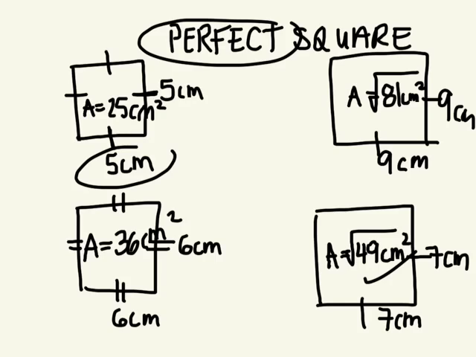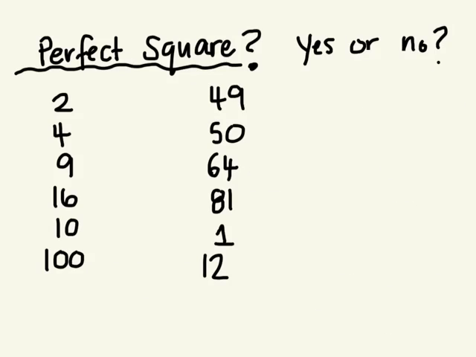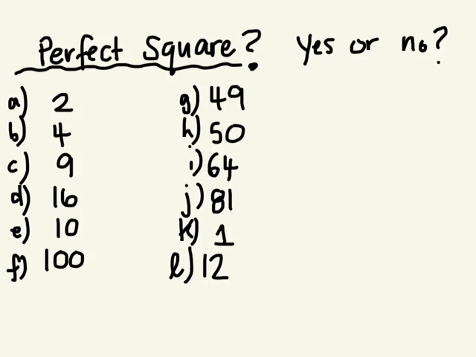Yes, you can find the square root of any number, but for example, what's the square root of 10? It's approximately 3.3 repeating. That's not a perfect square because the square root is not a whole number. So you need to be able to recognize perfect squares. I want you to copy these down and write down if they are perfect squares or not. Yes or no, is A a perfect square?